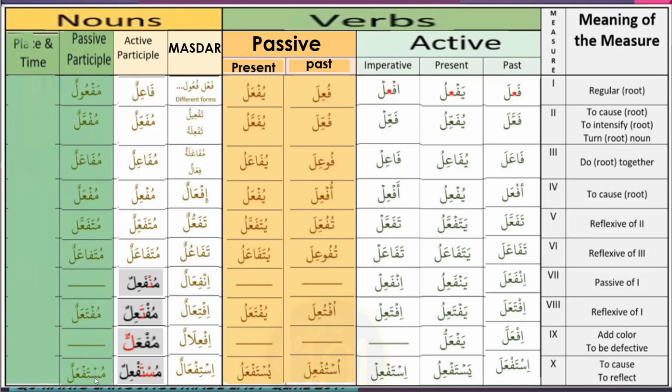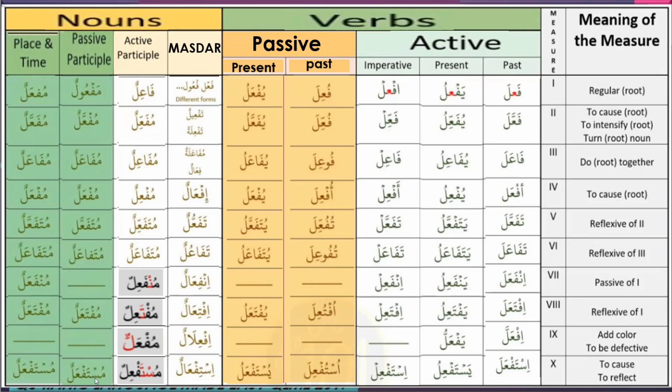And the last one is the zarf, that is place or time. These are words that refer to places and times which are derived from the root of the verb, ismul makan and ismul zaman. And we have maf'alun, and the zarf is similar. It looks exactly like the ism maf'ul, all the way to mustaf'alun, from form 2 to form 10.